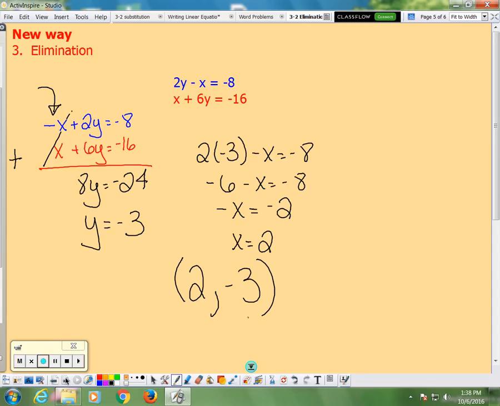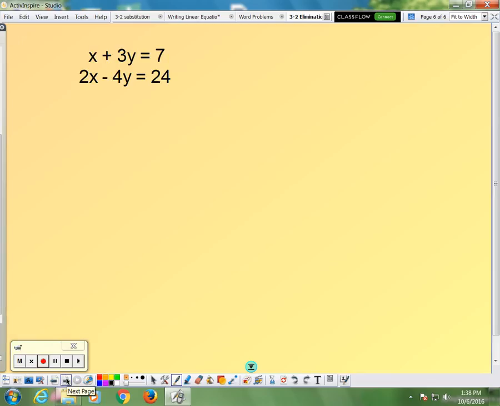Awesome, we're doing great. All right, last example. All right, so these we check and we see the x's are lined up, the y's are lined up, the numbers are lined up. So now I look at these two equations and say, do they have the same coefficient? They do not. So what does that mean I need to do? I need to multiply through.